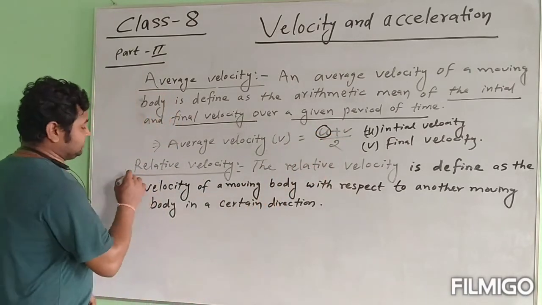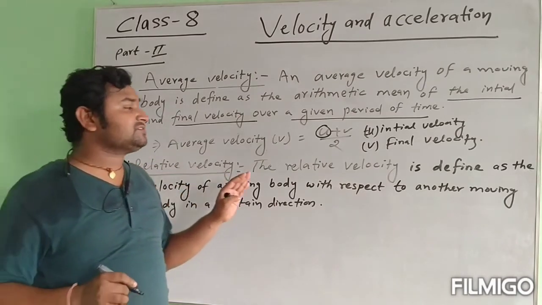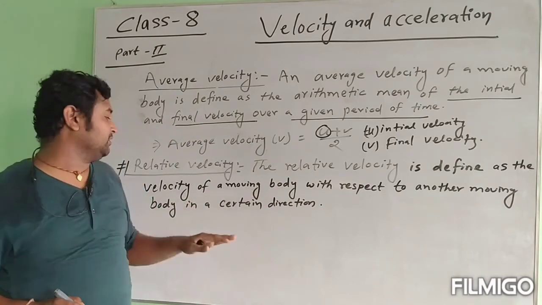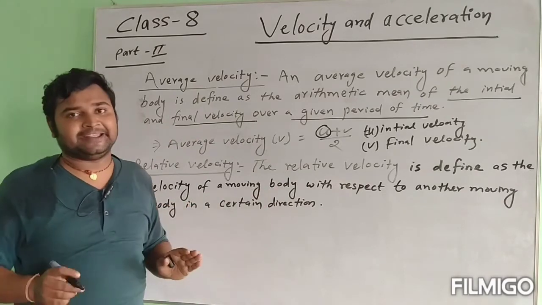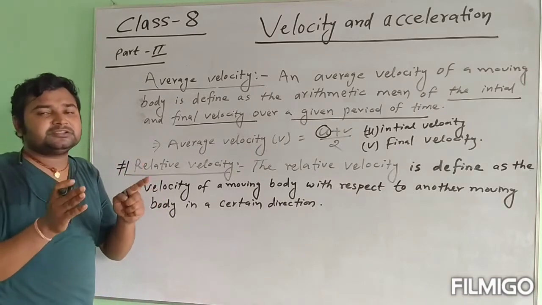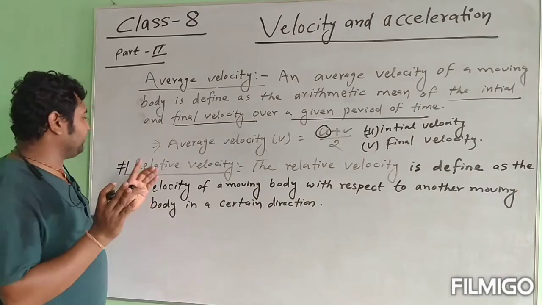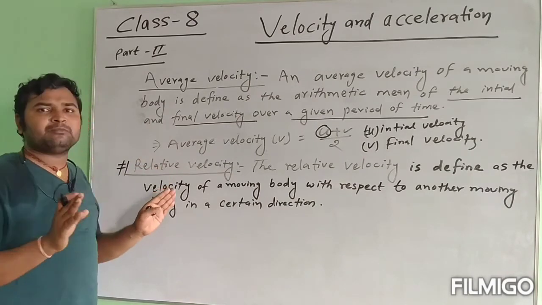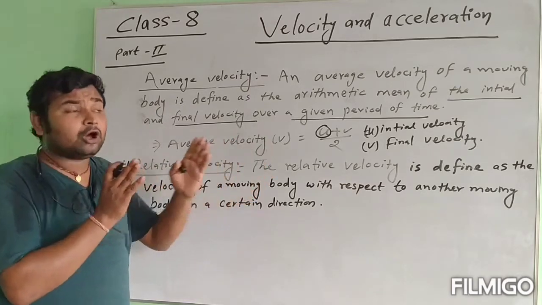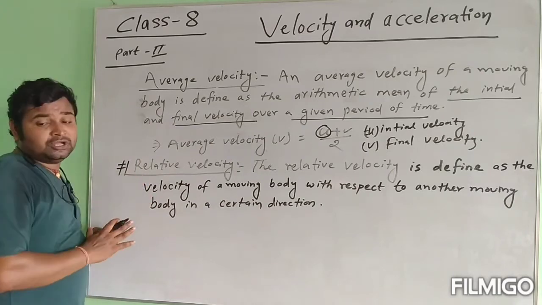Now relative velocity. What is relative velocity? The relative velocity is defined as the velocity of a moving body with respect to another moving body in a certain direction. Relative means relation. It is between two bodies. Two bodies are said to have relative velocity if they are moving in a certain direction. It may be in the same direction or in the opposite direction. I will show you now what the relative velocity is.